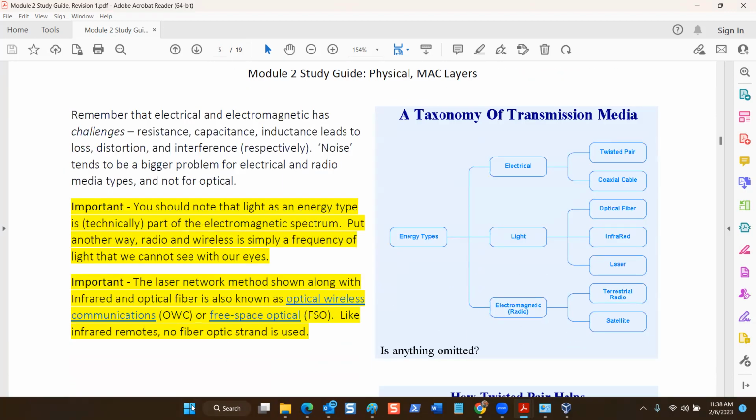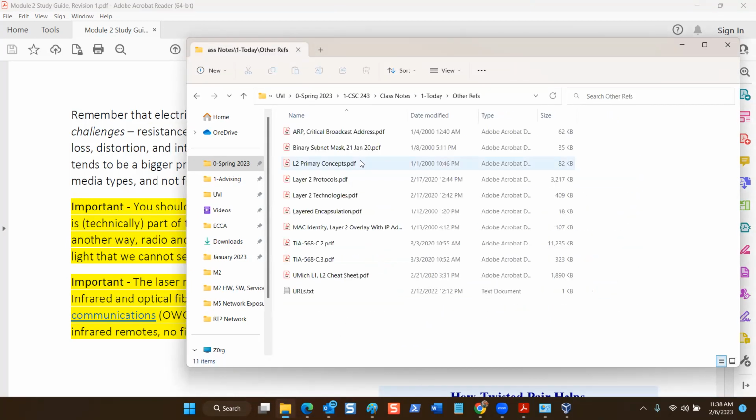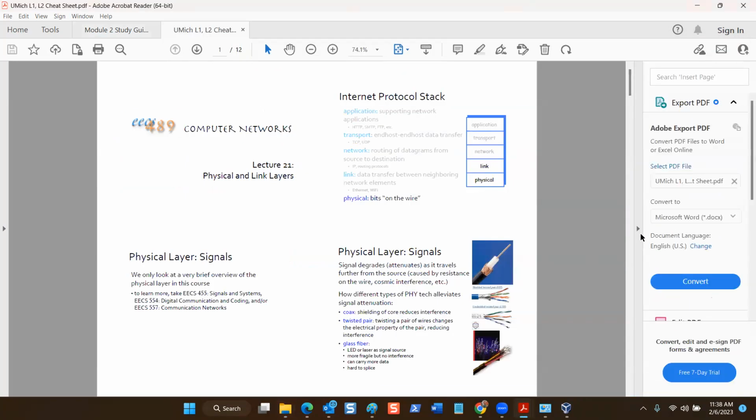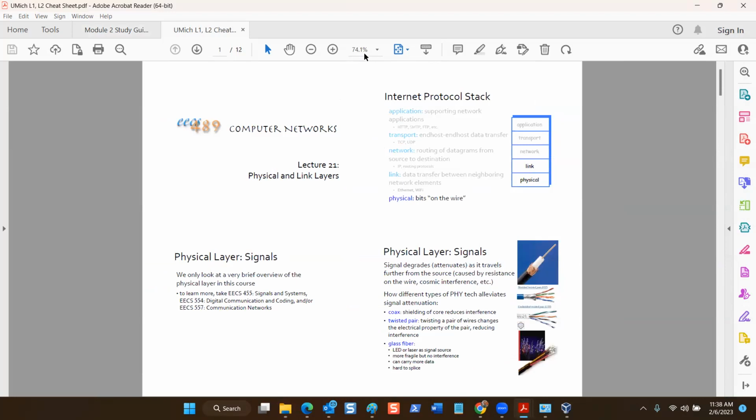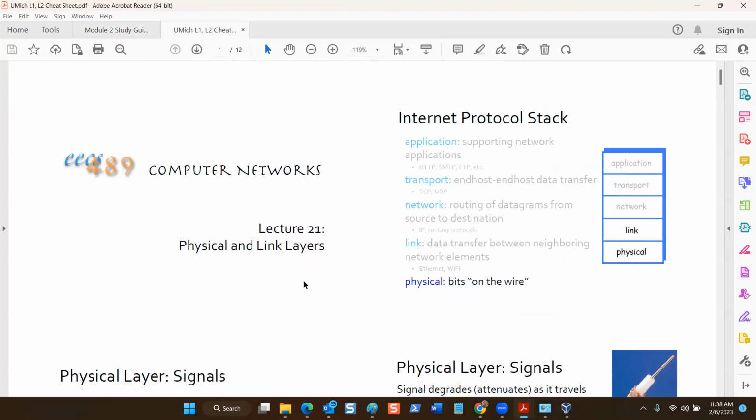I did want to take a quick moment to glance at the cheat sheet that we're referring to all the time for the University of Michigan. This is the industry standard model for networking, the internet protocol stack, right? And here it talks about bits on the wire, the physical layer.